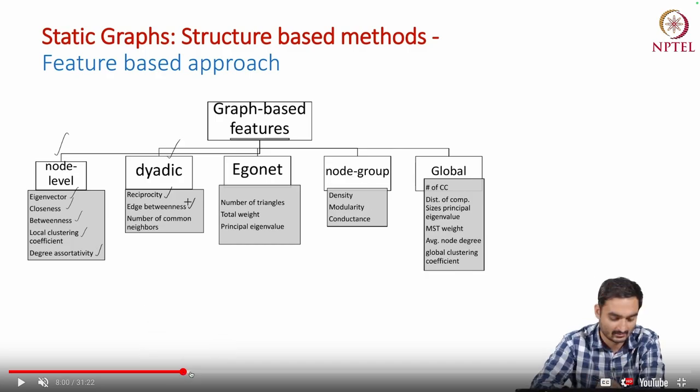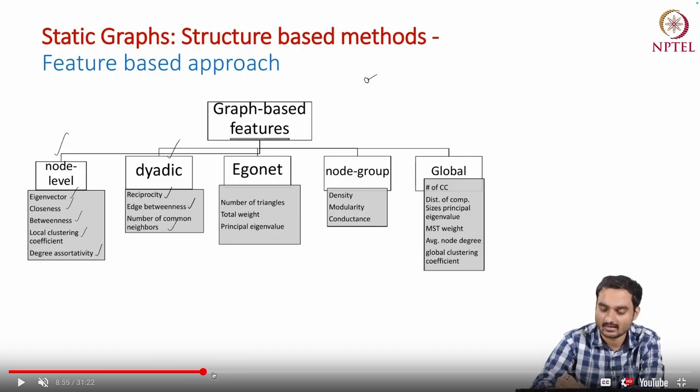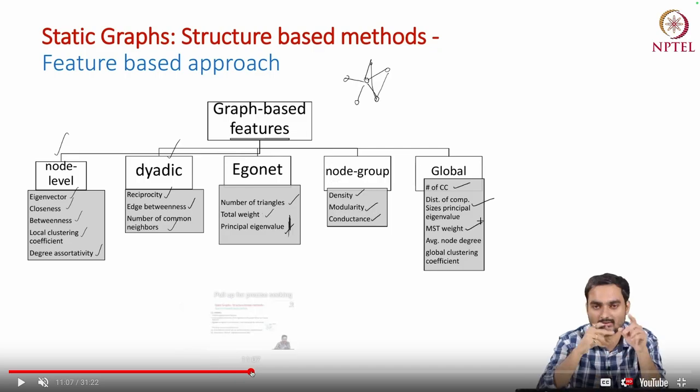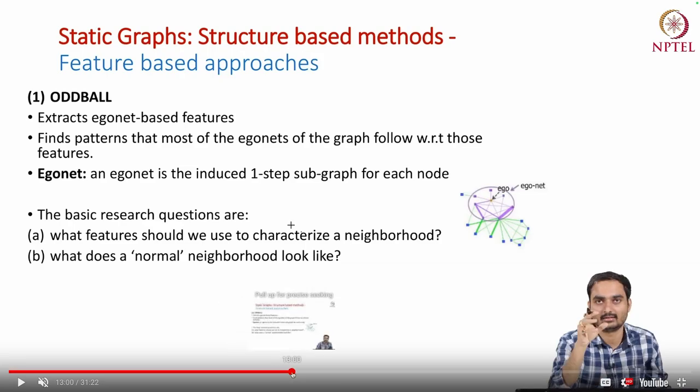Dyadic is feature based. Dyadic is feature based.